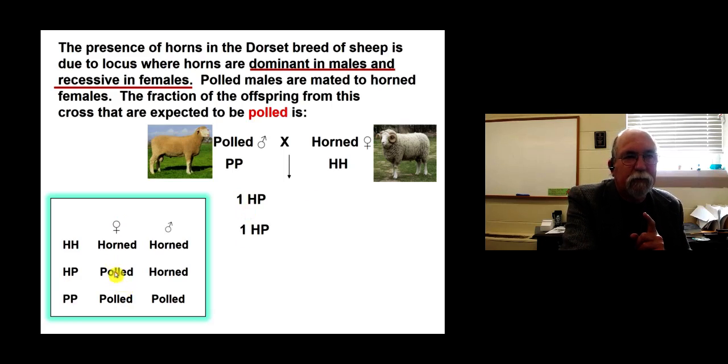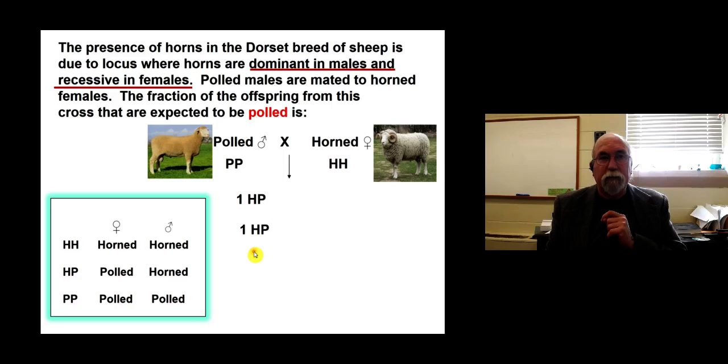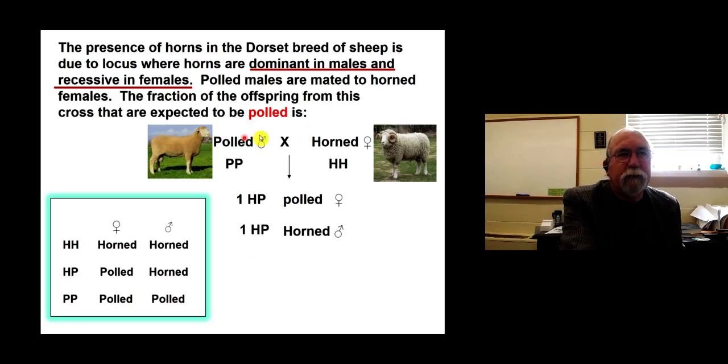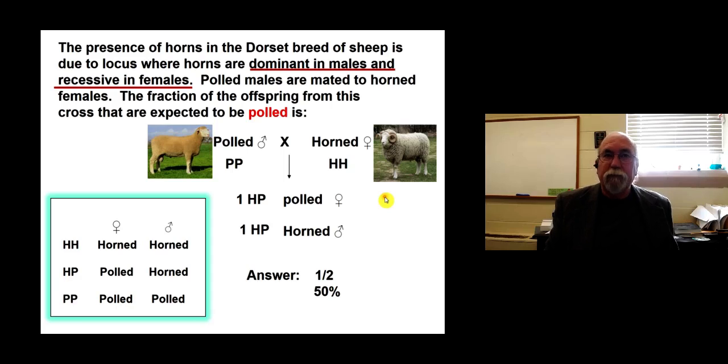Now, what you have to be careful about here, though, is you look, and if you're a female, you're going to be one kind of phenotype. If you're a male, you're going to be another phenotype for that same genotype. So you have to think about that. Okay. So these guys are going to be horned males. These are going to be horned females. So what's the fraction of the progeny that are going to be horned? Looks like 1/2, and very specifically, they're going to be females, right? Okay. So it's a simple problem.